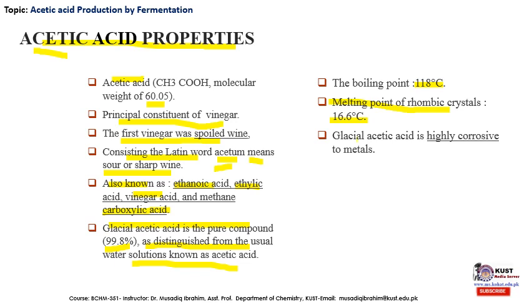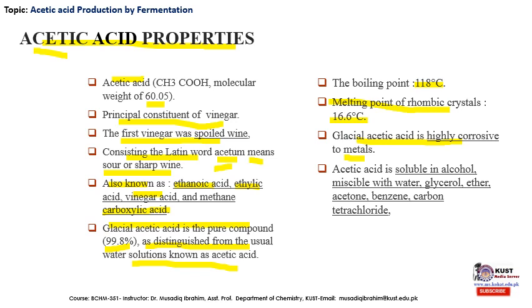Glacial acetic acid is highly corrosive to metals, so it means that it can cause damage to the metals. Acetic acid is soluble in alcohol, miscible with water, glycerol, ether, acetone, benzene, carbon tetrachloride, and it is insoluble in carbon disulfide.